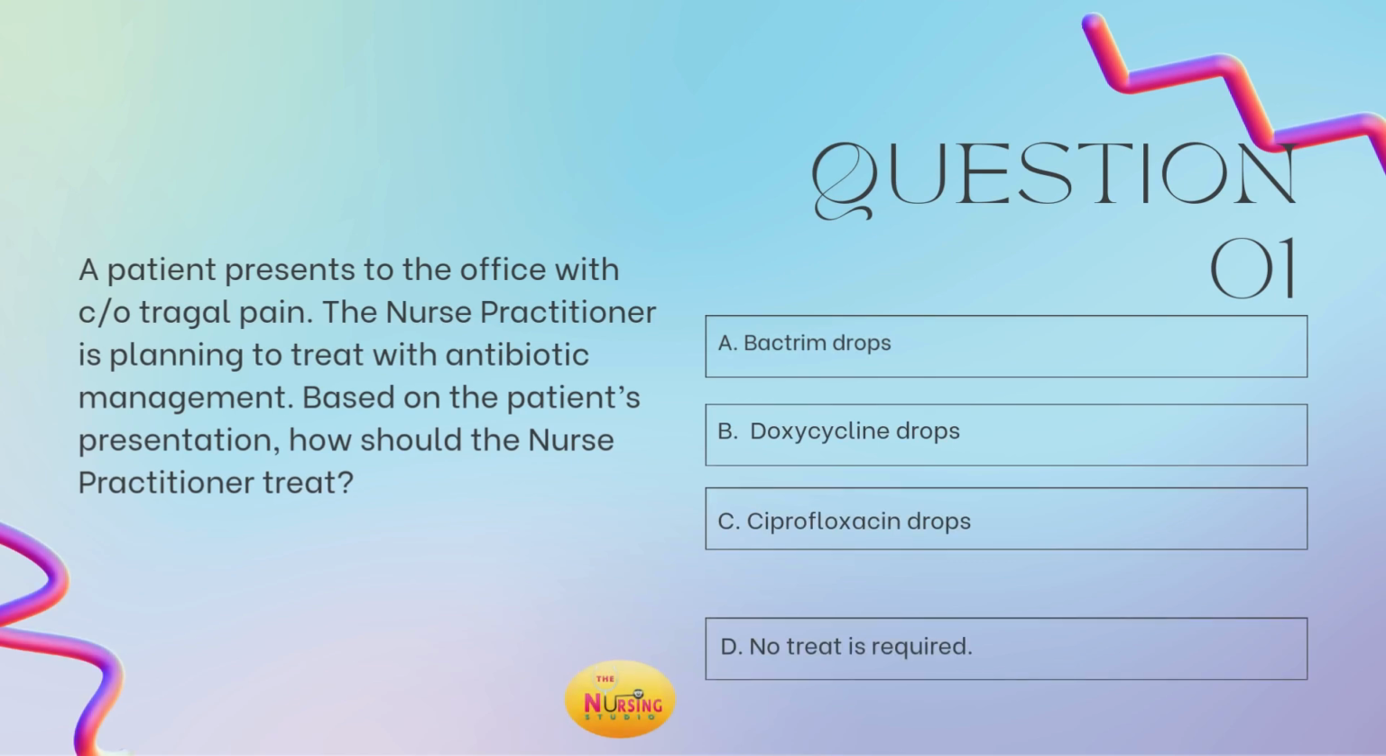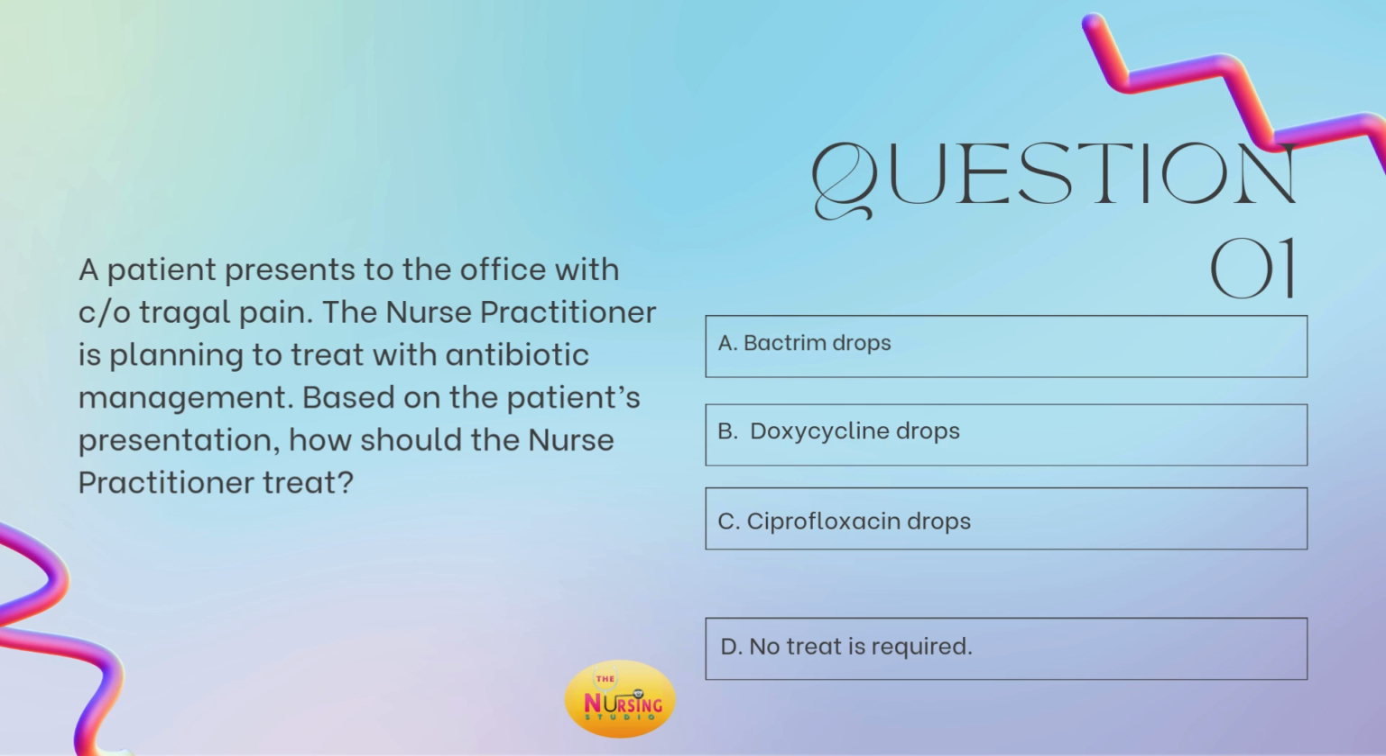Question number one states, a patient presents to the office with complaints of tracheal pain. The nurse practitioner is planning to treat with antibiotic management. Based on the patient's presentation, how should the nurse practitioner treat? Is it A, Bactrim drops, B, doxycycline drops, C, ciprofloxacin drops, or D, no treatment is required? Take a moment and tell me what you got, you guys.